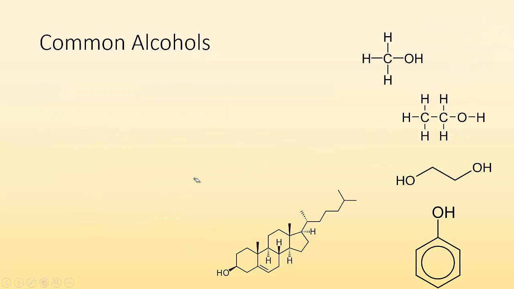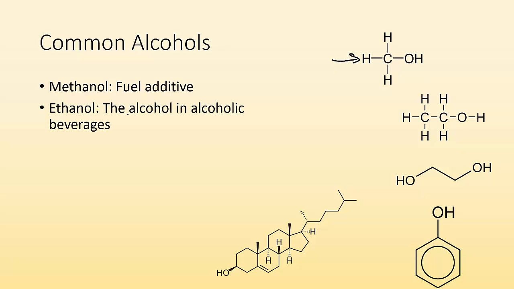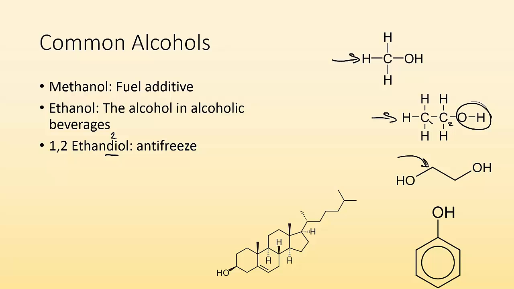All right, so common alcohols. We've got methanol, which is a fuel additive. That's this one right here. We also have ethanol, which is the alcohol in alcoholic beverages. Ethanol is 2 carbons, 1, 2, and an alcohol group right there. You also have 1,2-ethanediol, which is basically 2 OHs, so di means 2. That's found in antifreeze, and that's this one right here.